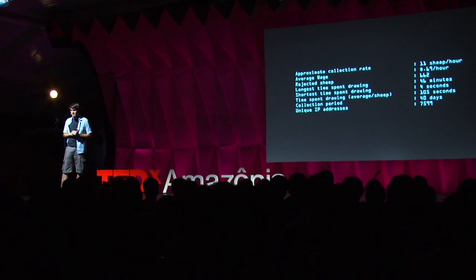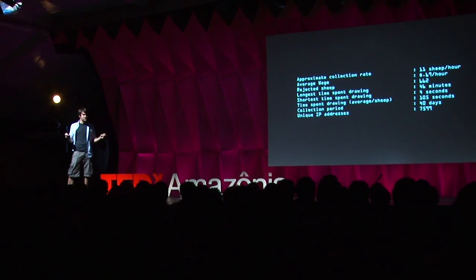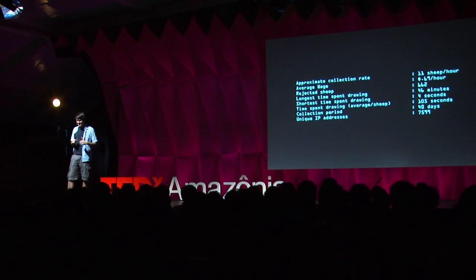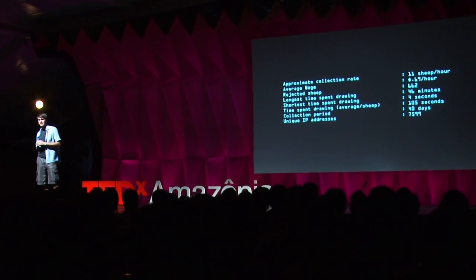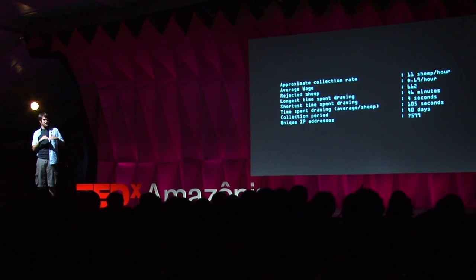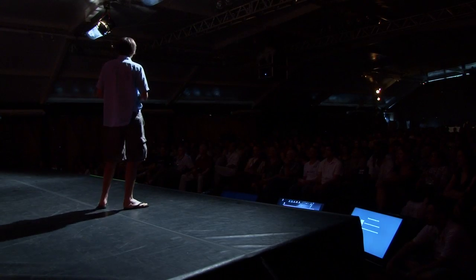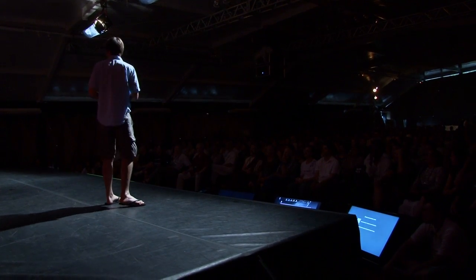Here are a few statistics from the project. There were 11 sheep per hour that came in, which makes an average wage of 69 cents per hour. There were 662 rejected sheep that didn't meet sheep-like criteria and were thrown out of the mix. The longest time spent drawing was 46 minutes, and the shortest time was 4 seconds. That gives you an idea of the different motivations that were going into it. There were 7,599 unique IP addresses, so that's about how many individual people participated in the project. But from all those people, only one of them asked, why? Which I expected a little bit more. It's kind of a bizarre request.